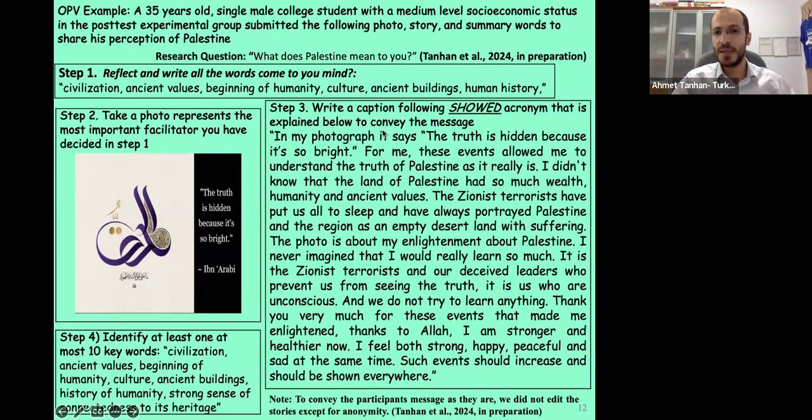So then step 3, we said, can you follow SHORT acronym to explain your message? What does Palestine mean to you? Okay, you give us these words, you give us this photo, now give us the story, give us the narrative. So he says, in my photograph, it says the truth is hidden because it is so bright. For me, and this is from Ibn Arabi, these events allowed me to understand the truth of Palestine as it really is. I didn't know that the land of Palestine had so much wealth, humanity, and ancient values.